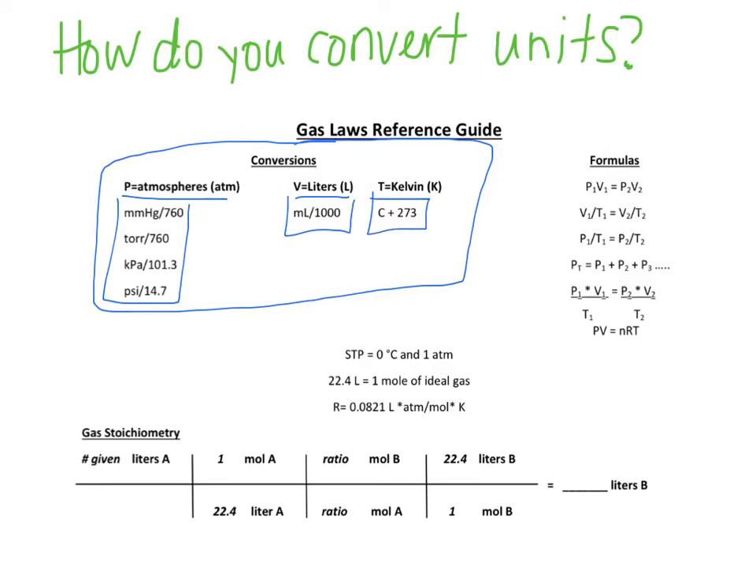For example, if pressure is given to you in millimeters of mercury, you just need to divide that by 760 to get it into atmospheres. Or for temperature, temperature is usually given to you in Celsius, so you just need to add 273 to that to get it into Kelvin.